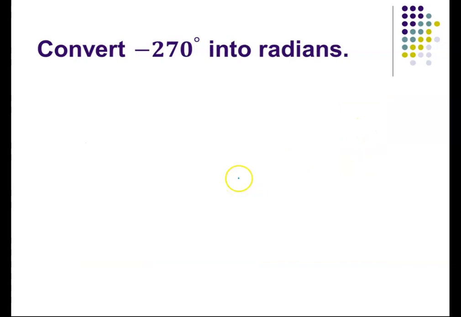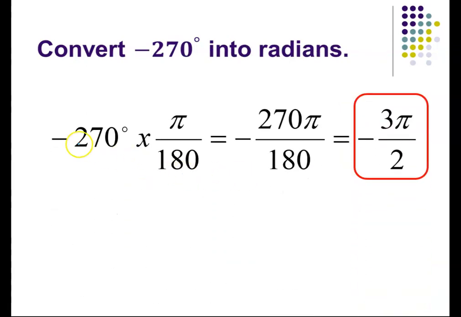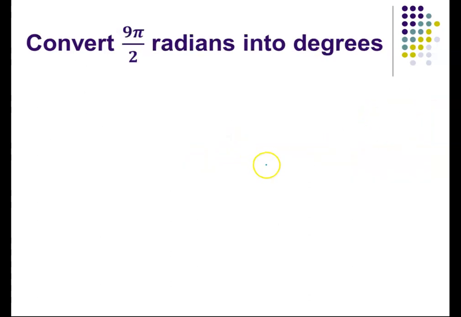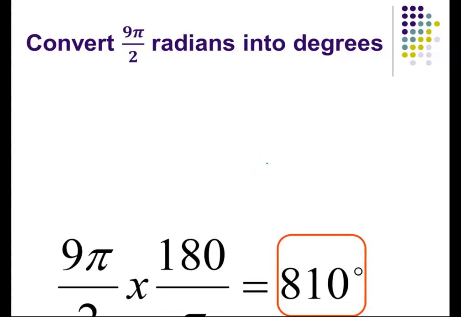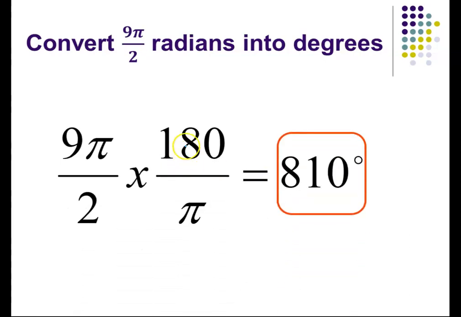Negative 270. Therefore you will have now negative 270 times pi over 180. So therefore you will get now negative 3 pi over 2. Convert the radian. How about radian into degrees? So what you're going to do is multiply by 180 divided by pi, which equals 810 degrees.